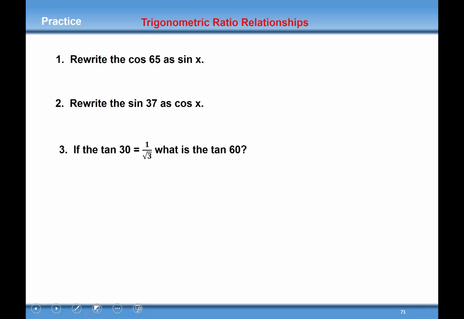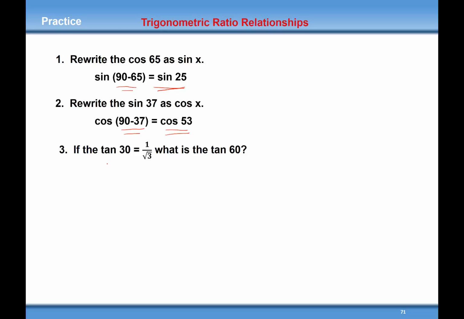Okay, so now the first one says rewrite the cosine of 65 as the sine of x. Now remember what we said, that the cosine of 65 is equal to the sine of its complement, so we want to subtract 65 from 90 to get its complement, and so it would be the sine of 25. Second, it says rewrite the sine of 37 as the cosine of x, so it's simply the reverse. Again, the cosine of the complement is equal to the sine of 37, so we need to find what the complement is, and that gives us cosine of 53.